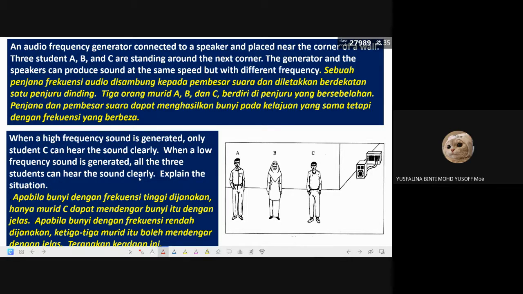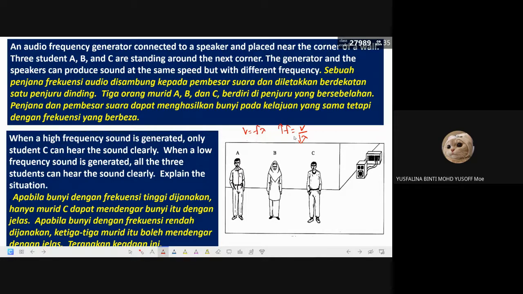So this one, if you want to explain, you can use the formula v = fλ. So f is equal to v over λ. When you use a high frequency, the frequency is high, so what happens to the wavelength? The wavelength will decrease. So the wavelength of the sound is now decreasing.